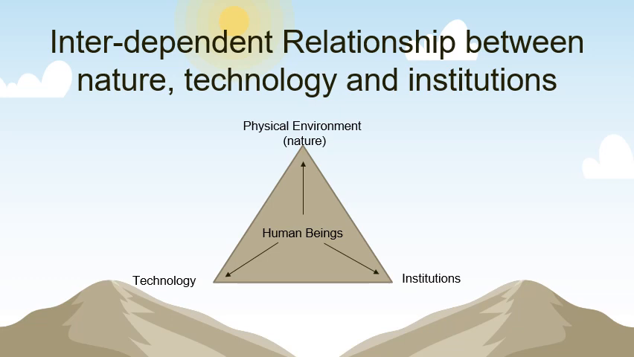Now, take a look at this diagram. We have nature at one end, technology on the other side, and institutions on the third side. What does this diagram tell us? It basically tells us that all these three are interdependent on each other. Let us explore the elements in detail.